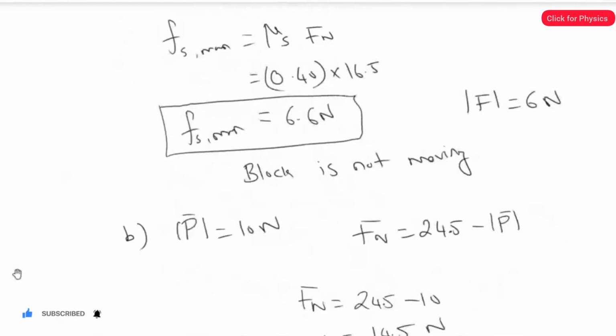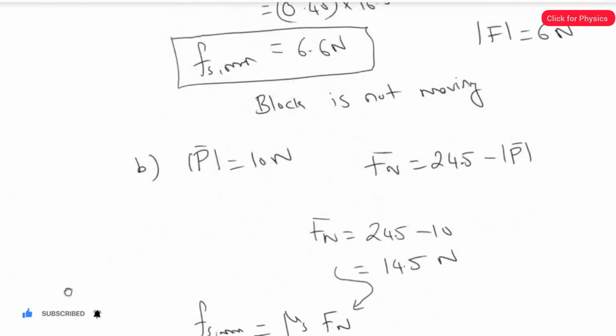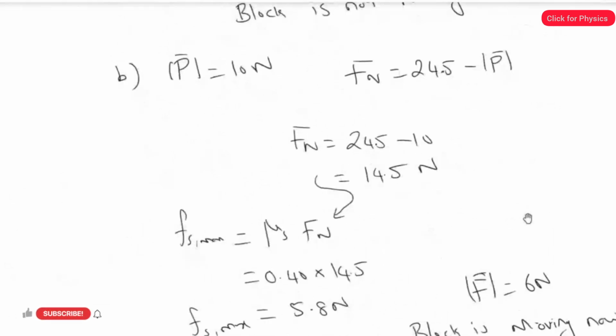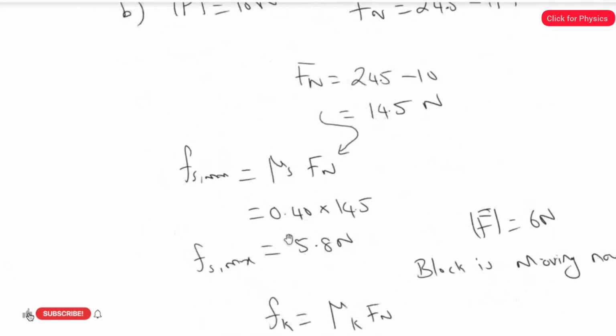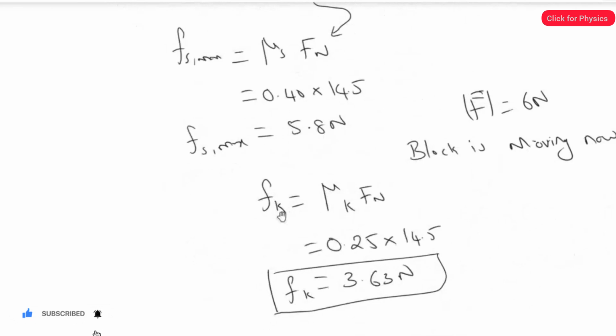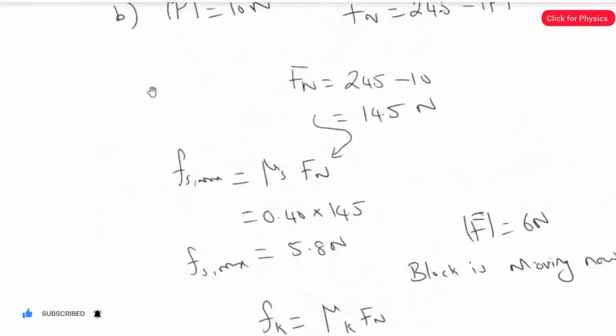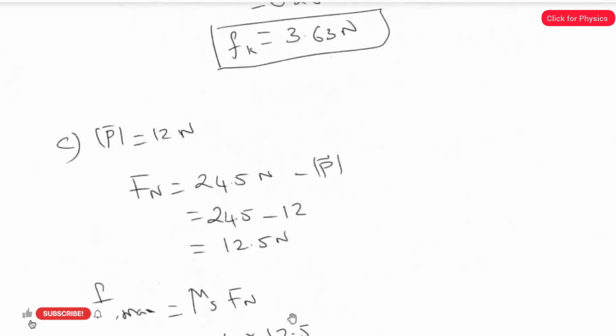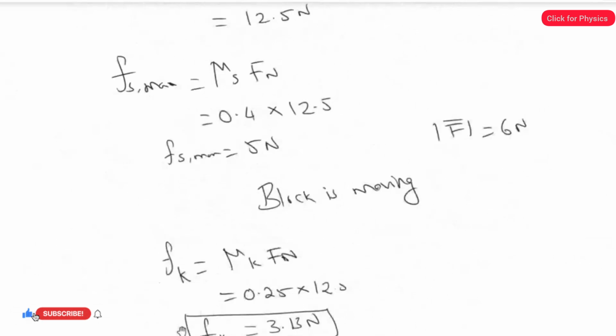But when you come to the other 2 cases, the 10 Newton value and the 12 Newton value, what is happening? The maximum static friction value is 5.8, but our applied horizontal force is 6 Newton, so the block is moving. In this case, you have to find the answer for the kinetic friction. That's the reason for part B, that is P equal to 10 Newton and P equal to 12 Newton, we have to find the value of the kinetic friction. Clear? That's it. This is the answer for this question.